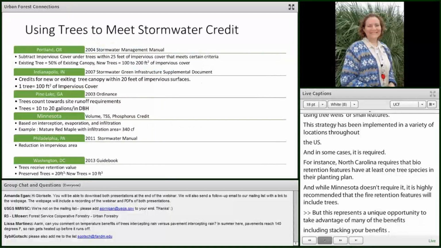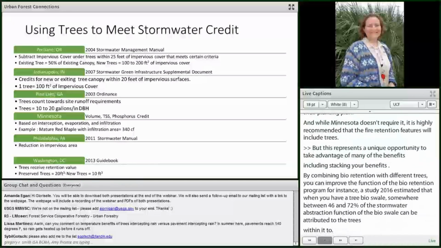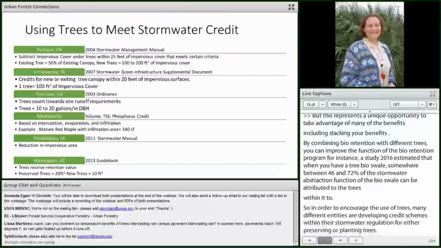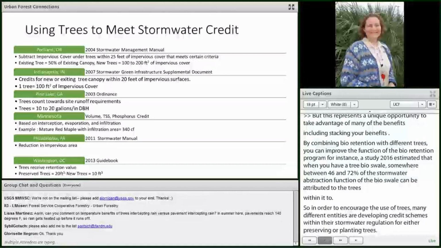So in order to encourage the use of trees, many different entities are developing credit schemes within their stormwater regulations for either preserving or planting trees. And there's a wide variety of different metrics and credit methodologies. So a couple of examples.